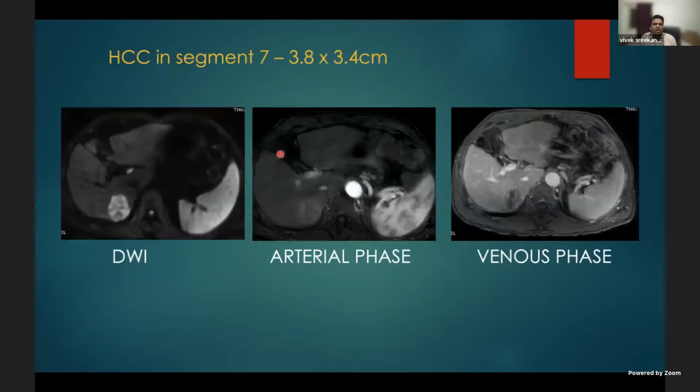So this was the MRI, this is the diffusion weighted imaging. Again, an excellent sequence to detect HCCs, where the tumor just lights up, which is hyperintense on diffusion weighted imaging. This lesion was not particularly arterially enhancing. It is mildly arterially enhancing, but a washout is seen in the venous phase. So this is a clear-cut HCC in segment 7, about 3.8 centimeters.